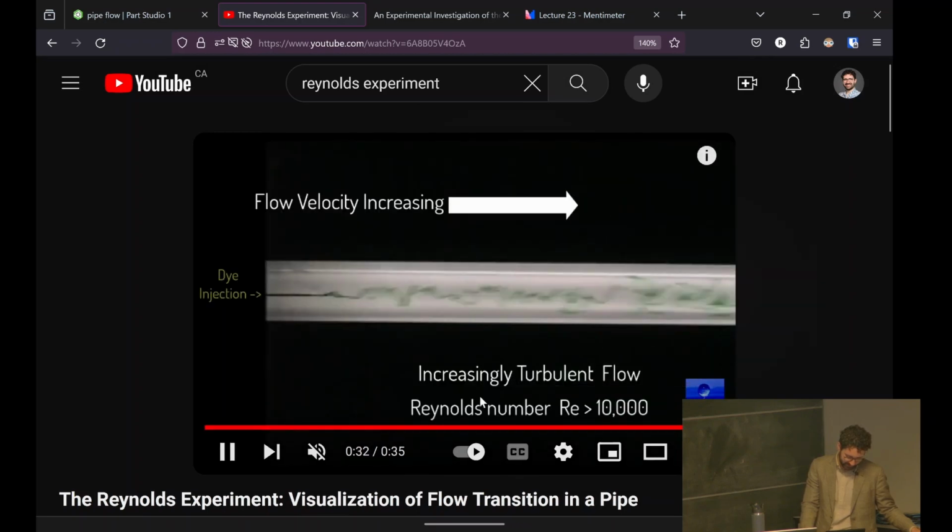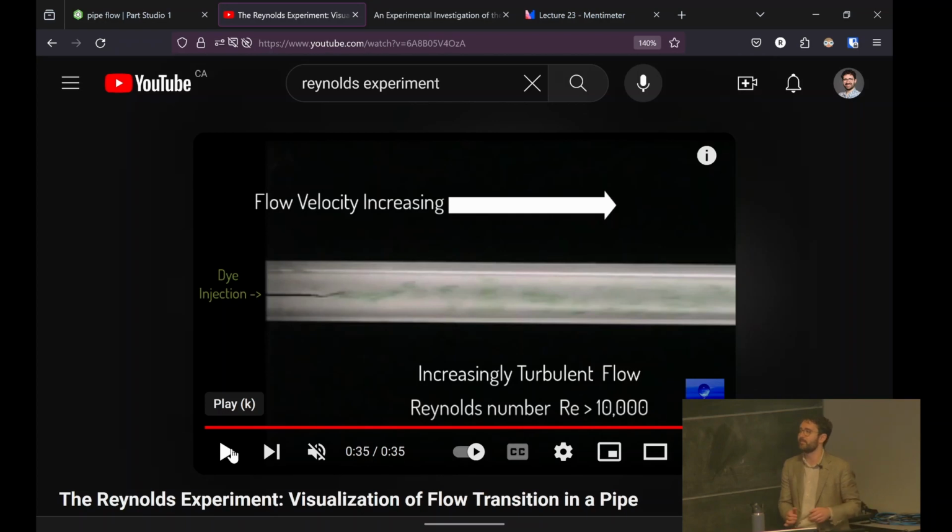You can kind of see it right at the end when it really picks up, the dye is going everywhere. So the profiles I've given, you might notice they don't look anything like these squiggly profiles would be. The profiles for the turbulent case that I've given are kind of the average, because that's what we care about in engineering, the average. So that's what the original Reynolds experiment looked like.